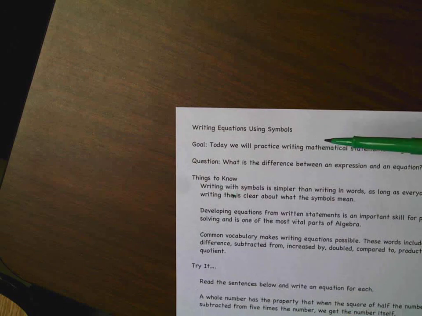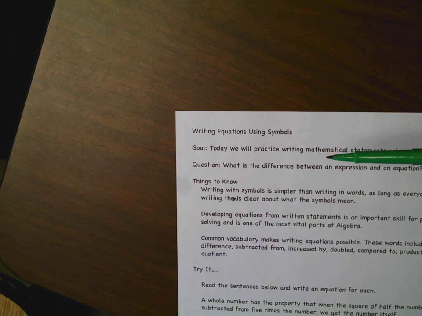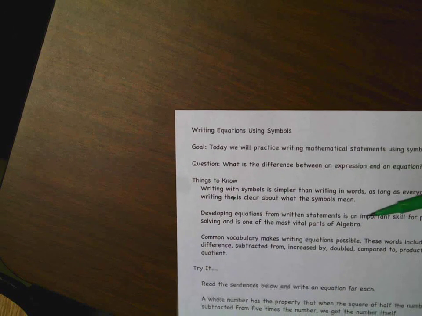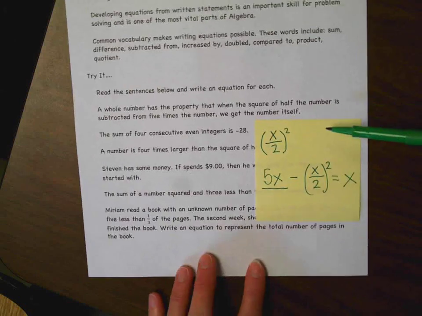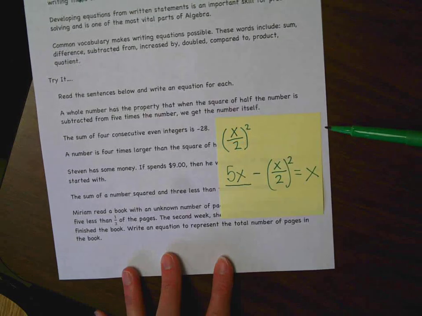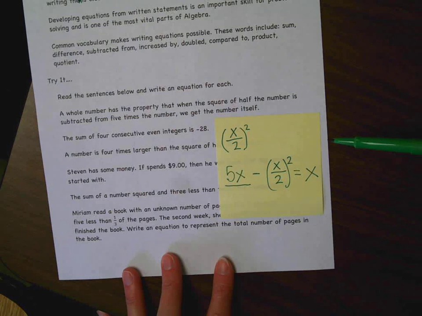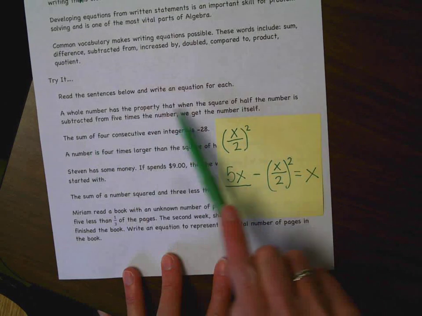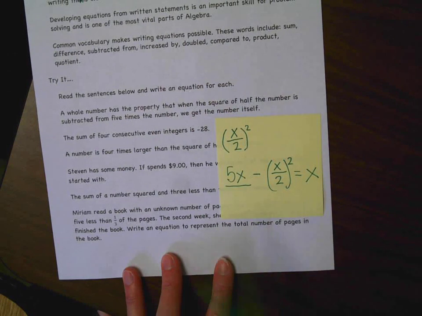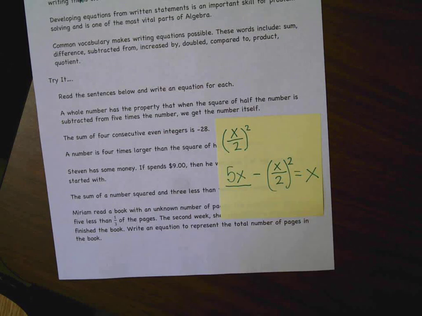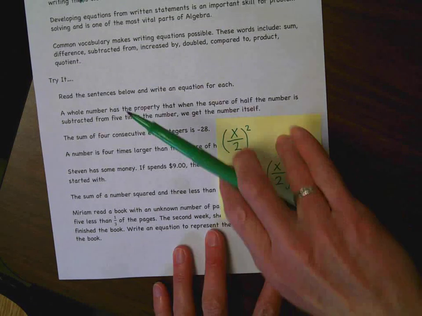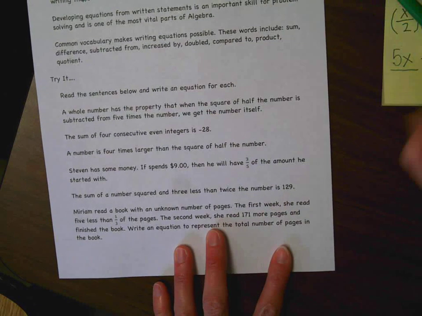So go back up to our title again, writing equations using symbols. So we're taking word language and turning it into math equations, because it says read the sentence below and write an equation for each. So this is an equation because it has an equal sign. Wow, that's pretty tricky. Okay, let's try the next one.